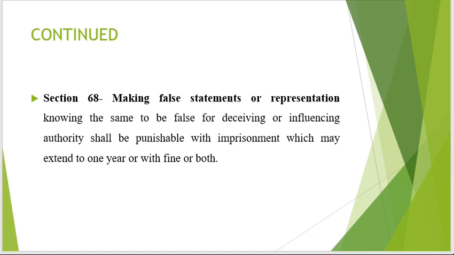So section 68 talks about making false statements or representation knowingly, with complete knowledge, in order to deceive or influence any authority. Then the person would be imprisoned, and the imprisonment may extend up to 1 year or with fine or both. Under this section as well, the fine has not been fixed. The only thing that is fixed is the maximum sentence of imprisonment, that is 1 year, and the fine would vary from case to case.